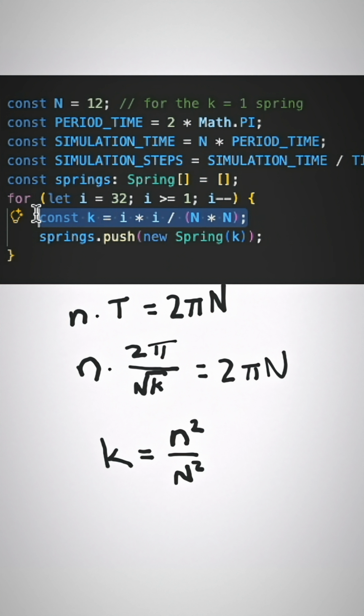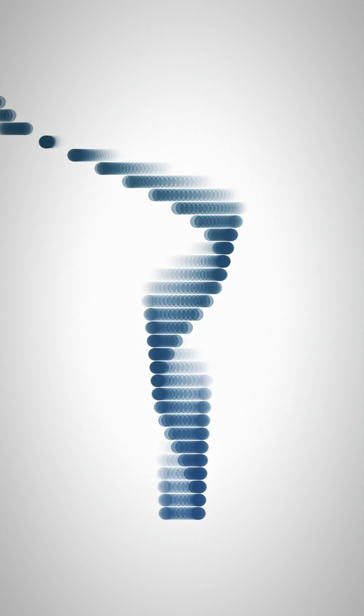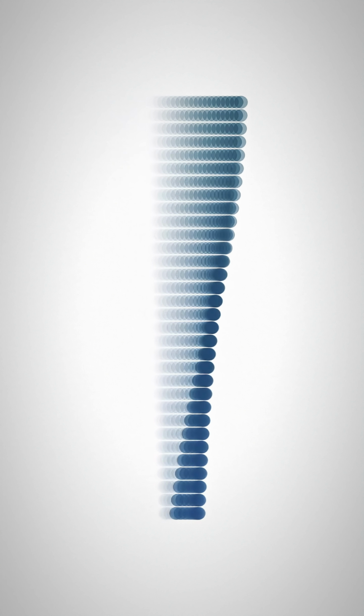If we pick the k values according to this formula, then at the time that the k equals 1 spring completes big N cycles, all of the springs will be completing a cycle, and they will all be synchronized for just a moment.